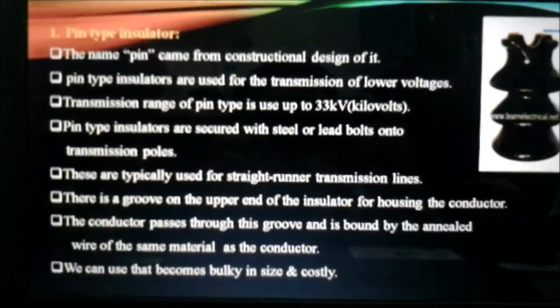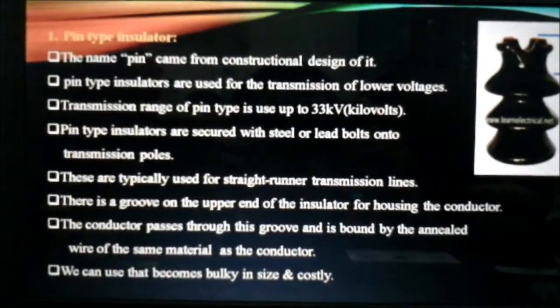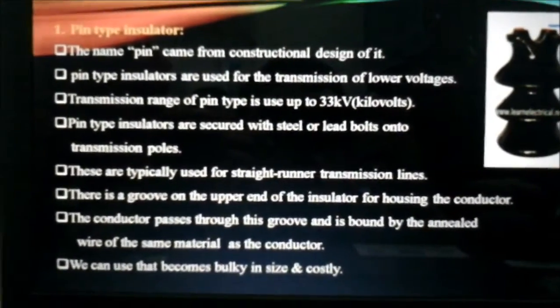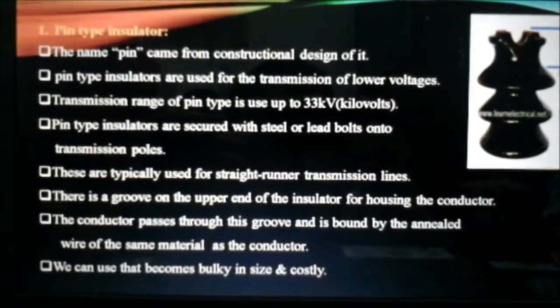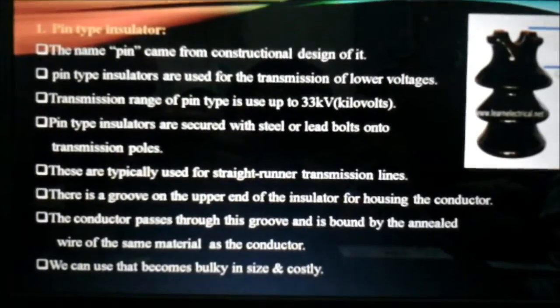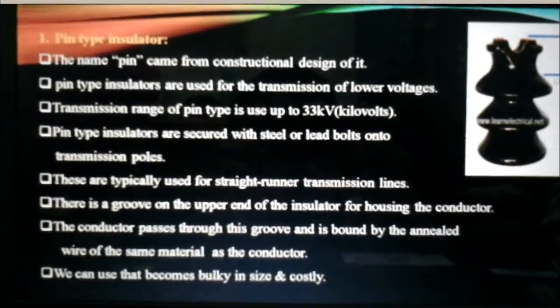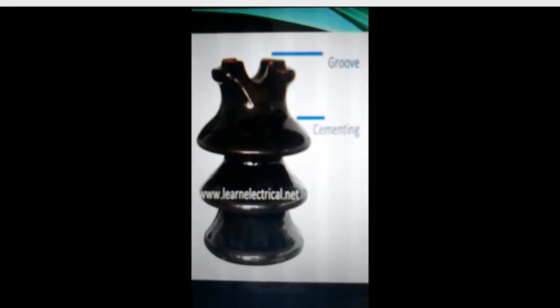There is a groove on the upper end of the insulator for housing the conductor. These are typically used for straight run transmission line. They become bulky in size and costly. Okay, this is an example for pin type insulator. Upper is a groove and the middle is schematic.